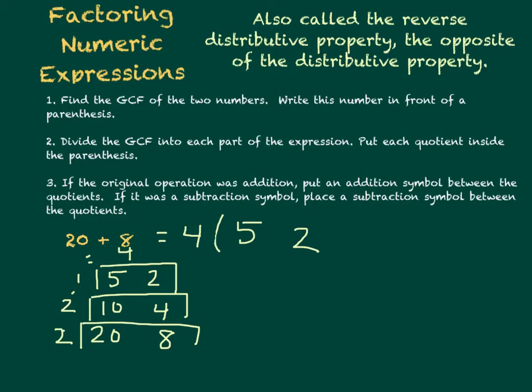Now, step 3 says that if the original operation was addition, you place an addition symbol between the quotients. If it was subtraction, you place a subtraction symbol between the quotients. Since my original problem had an addition symbol here, I'm going to throw an addition symbol in between those, and I'm going to finish off by adding the ending parentheses.